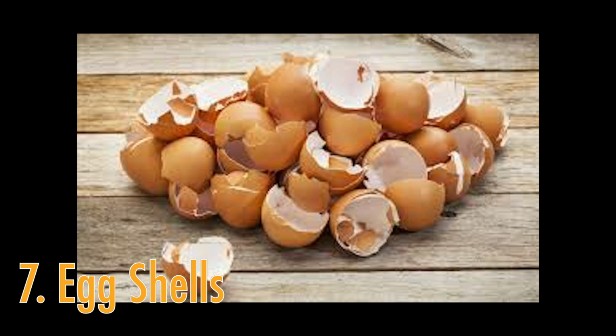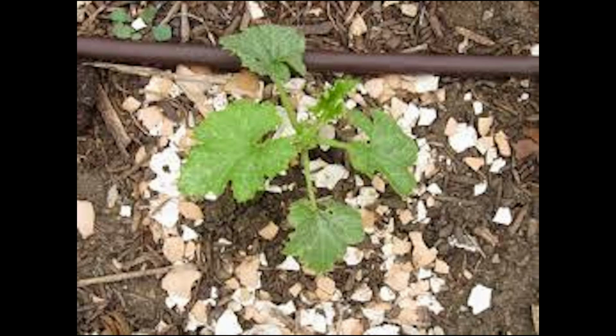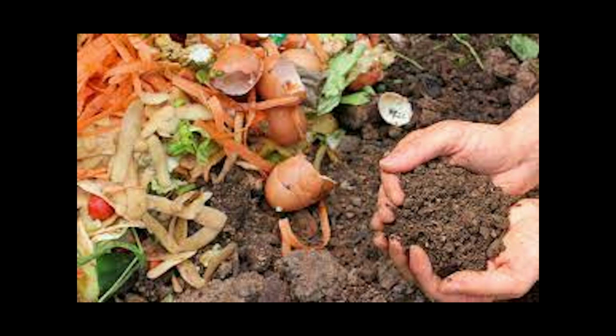Number 7. Eggshells. Eggshells are a great source of lime, which helps lower soil acidity and provides plants with plenty of calcium. To use eggshells, save used eggshells from the kitchen, wash them out, crush them up, and incorporate them into your soil.